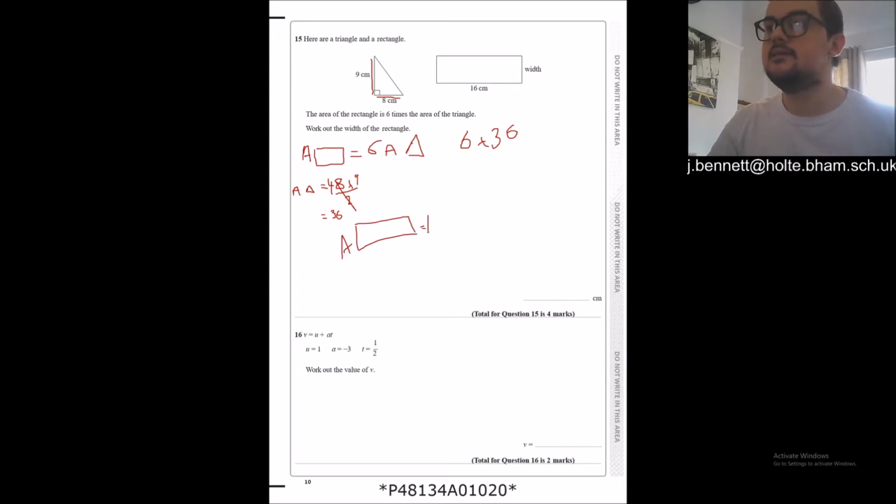is going to be 16 multiplied by our width. We don't know our width, we put it as W because algebra is fun and everyone loves algebra, which is definitely true. So when we equate them, we say that 16 lots of width equals 6.